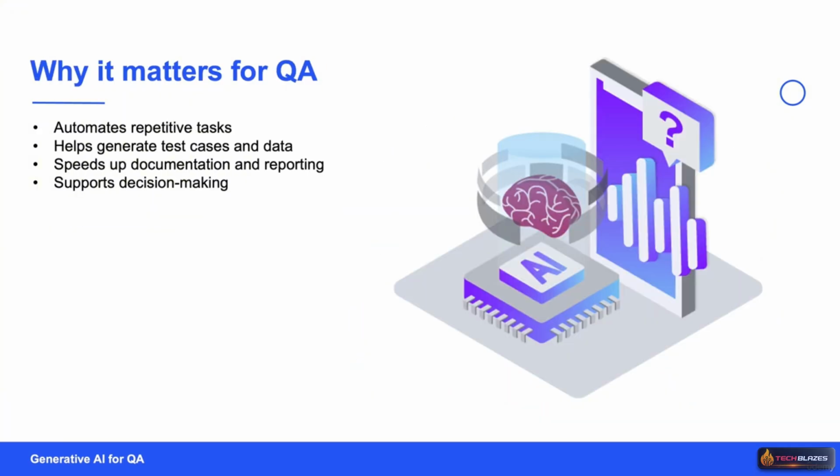In quality assurance, generative AI can be a real game changer. Think about all those repetitive tasks. Writing test cases, preparing test data, documenting bugs. These things take hours, right? Now, with generative AI, you can offload a big part of that work. It can draft a first version of your test cases, generate data, summarize logs, and you simply review and refine it. That means you focus more on thinking, analyzing, and improving quality, not just typing.